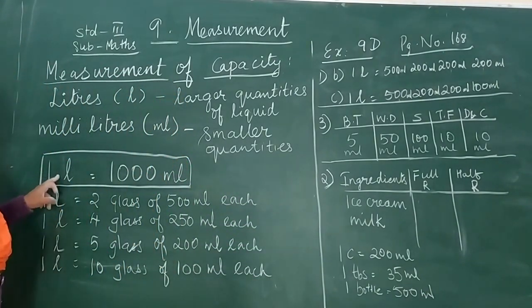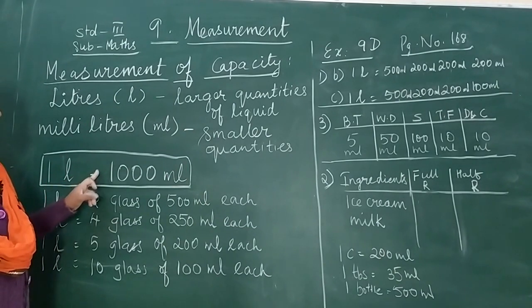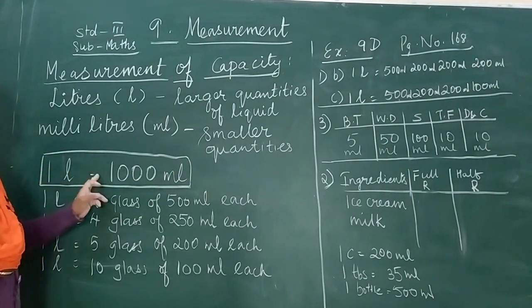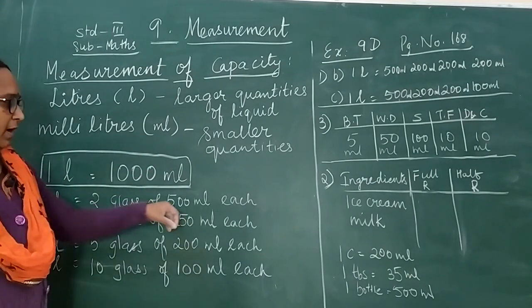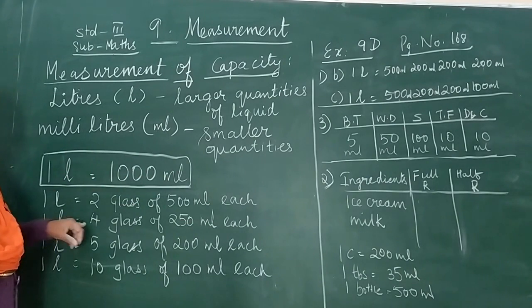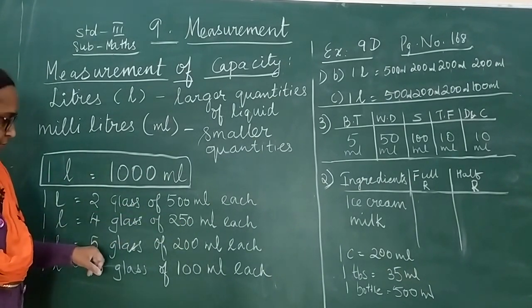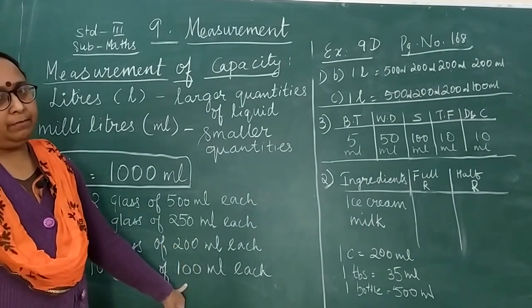So you have to remember, 1 liter is 1000 ml. 1 liter of milk is equal to 1000 ml of milk, both are the same. So 1 liter is converted to 1000 ml. 1 liter is 2 times 500 ml, 1 liter is also 4 times 250 ml, 1 liter is also equal to 5 times 200 ml, and 1 liter is also equal to 10 times 100 ml.